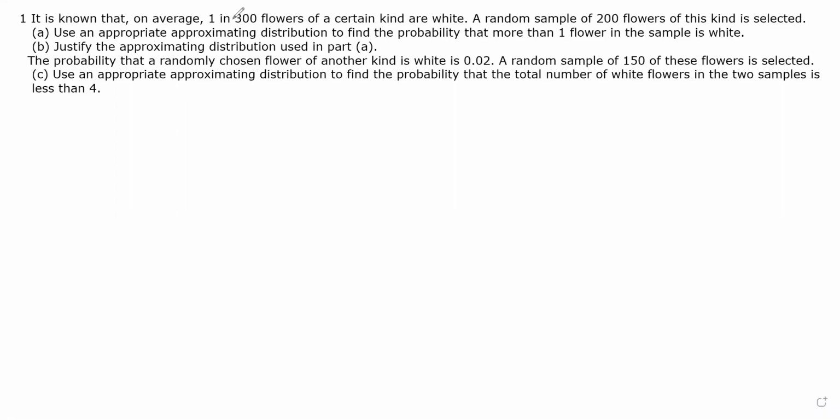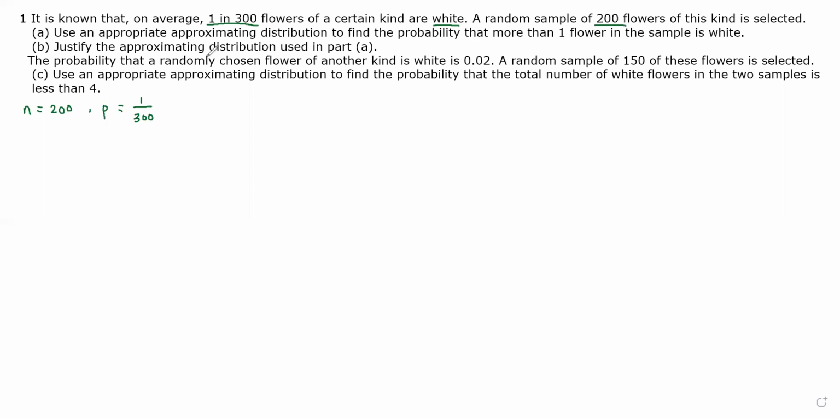It is known that on average, 1 in 300 flowers of a certain kind are white. A random sample of 200 flowers of this kind is selected. We see that n is equal to 200, and the probability of obtaining a white flower is 1 out of 300.